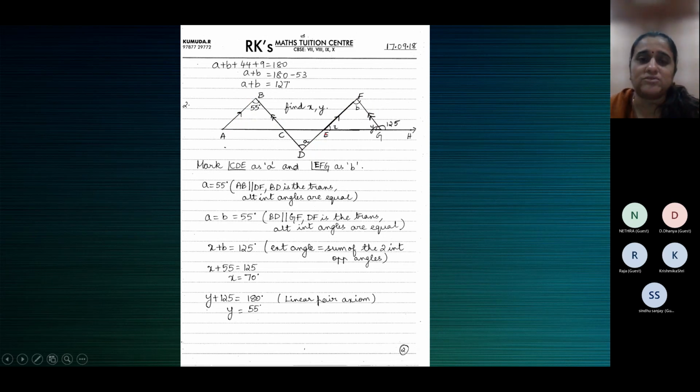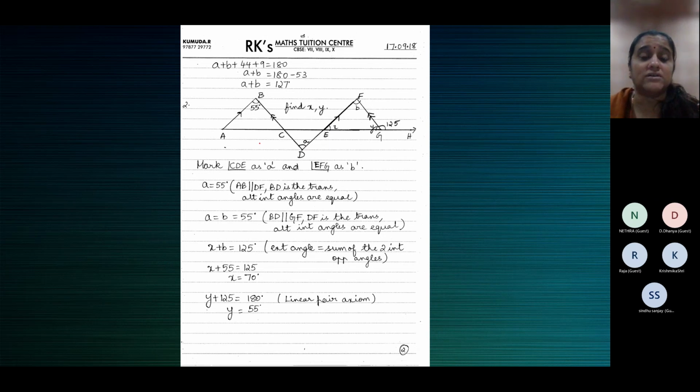So you can use the properties of corresponding angles, alternate angles, co-interior angles, because we know when two lines are parallel to each other, alternate angles are equal. When we say alternate angles, both interior and exterior. Corresponding angles are equal, co-interior angles are supplementary. So when we have a pair of parallel lines, we can use these concepts: alternate angles, corresponding angles, and co-interior angles.